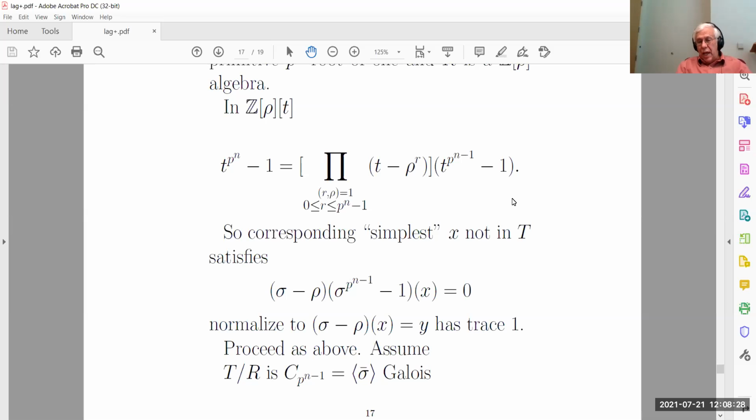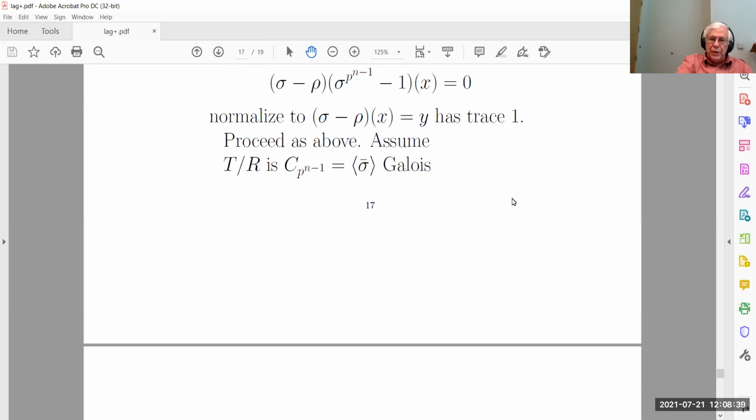Okay, so now I have what I think is the Galois action and a way to lift it. It's easy enough to lift elements of trace 1, so that's pretty good. And I proceed as above. I build up my extension in stages.